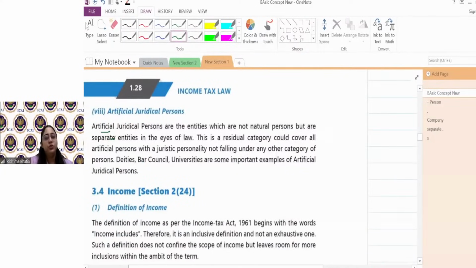Artificial, not natural. Juridical person matlab they are some sort of separate entity in the eyes of law. They can be born not under Companies Act, not under Partnership Act. They are born under their specific acts or specific law. जैसे बार काउंसिल, जैसे यूनिवर्सिटीज, these are your artificial juridical person. Delhi University is an artificial juridical person. Bar Council of India is an artificial juridical person. Certain types of councils, like medical council, is an artificial juridical person. They are governed by different eye of law, different law, and they are separate entity.